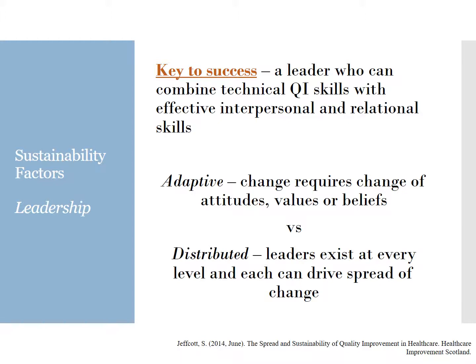There are two types of leaders, those that are adaptive and distributed. Adaptive really thinks about what is needed to help modify attitudes, values, and beliefs of those people working and the culture that surrounds them, versus distributed: leaders who are at every level and can really help drive the spread of change more technically. So take those two components and mesh them to find one high quality leader on the ground and higher up that can help promote this improvement effort.